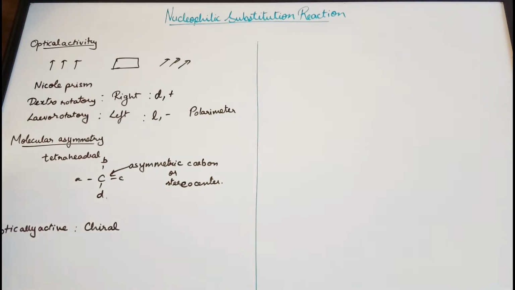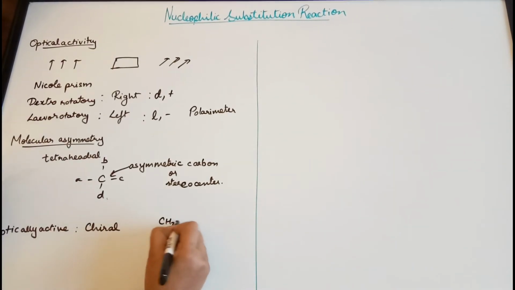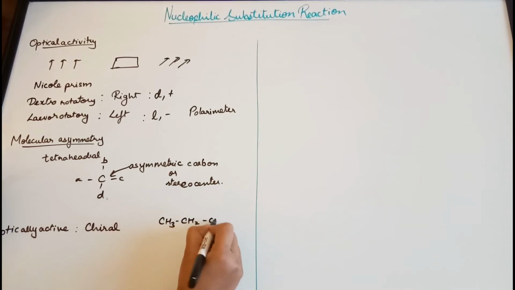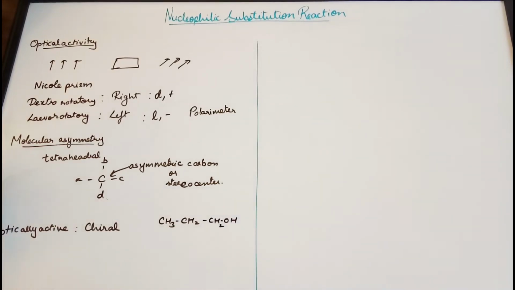Now let's take the example of propane 2-ol. Propane 2-ol is CH3, CHOH, CH3. We'll only be talking about this carbon atom, the second carbon. Here you have a carbon, and you have a hydrogen atom and the OH. These are both on the plane of the paper, whereas the CH3 here is in front.